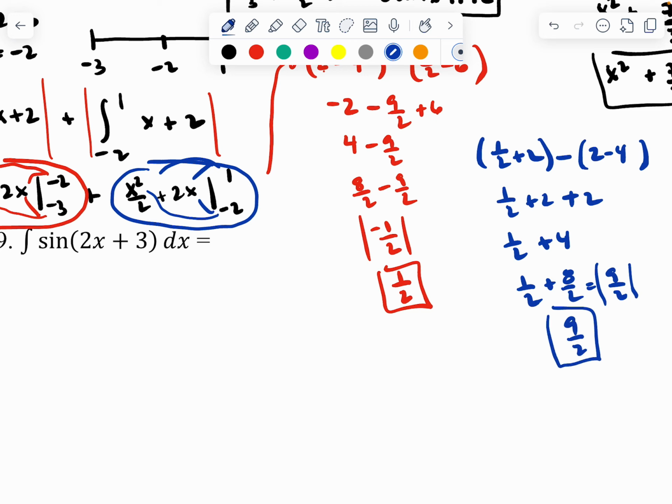So here's my two different values. I need to add them together. So 1/2 plus 9/2 is 10/2, which is 5.